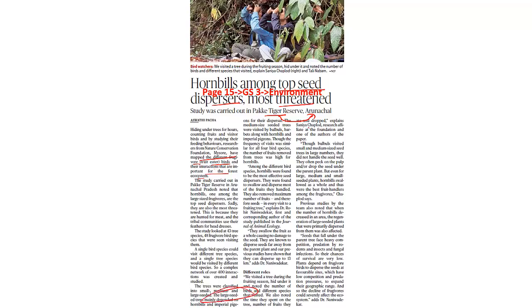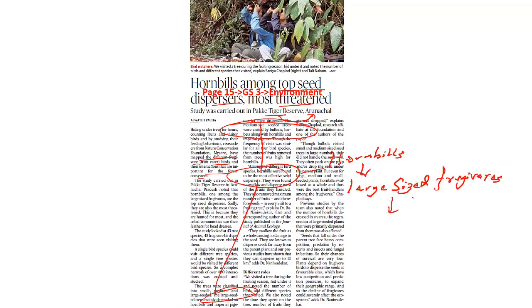Then you also have the medium seeded trees that are also prevalent in this region, which are visited by a number of birds like the bulbuls, the barbets, along with hornbills as well as imperial pigeons. So what these researchers came to a conclusion is that the large seeded trees as well as the medium sized seeded trees both required hornbills. And these hornbills are one of the large sized frugivores, and these are the most top seed dispensers.